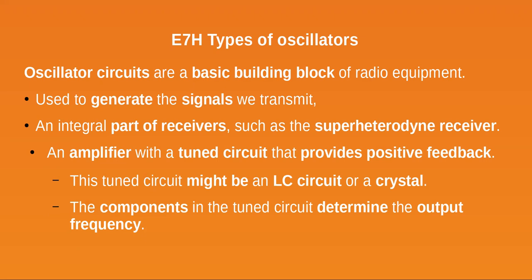Normally, they're used to generate the signals that we transmit. With digital, everything's time critical. They're definitely part of the old superheterodyne receivers, and they may have multiple oscillators in them. It's just an amplifier that has a tuned circuit providing positive feedback, enough feedback to overcome the losses in the circuit and to keep it oscillating. They say the best way to build an oscillator is just to build an amplifier, and it'll probably oscillate if you didn't do it right.